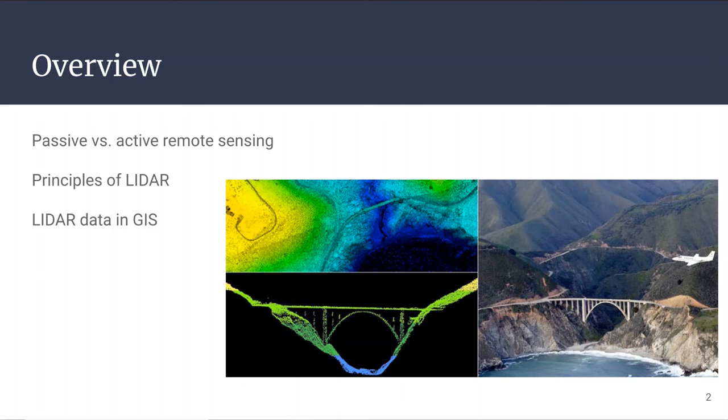So on the bottom right, we have an example of LiDAR data. This is the Bixby Bridge in Big Sur. It's a frequently photographed bridge, really popular tourist site. And we see a plane flying over. That plane may be emitting pulses of lasers basically at this scene to collect that data like we see on the left.